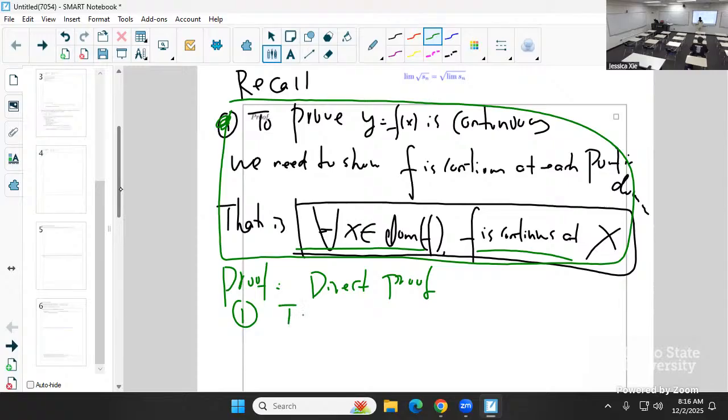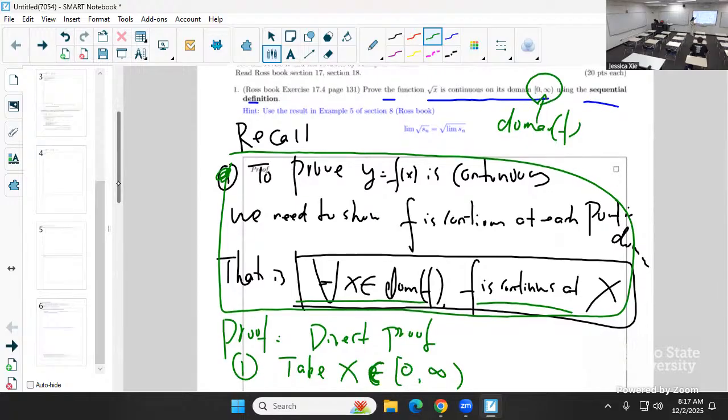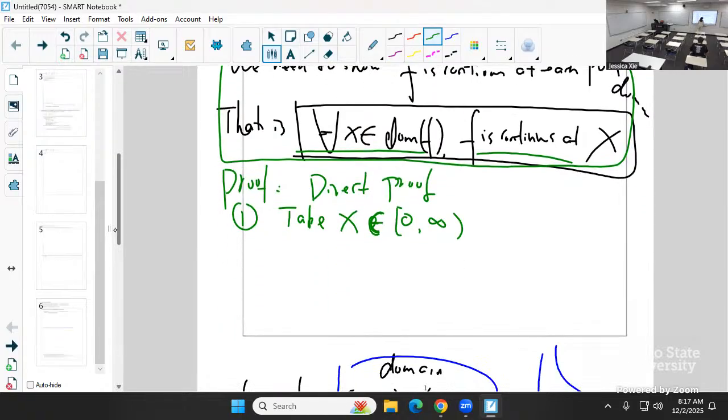So step one, we take x, a real number from the domain. The domain of f is 0 to infinity. So just pick an arbitrary point from the domain. Pick x, which is nothing but a non-negative real number. Nothing special about that, just a real number greater than or equal to 0. And we should do something.